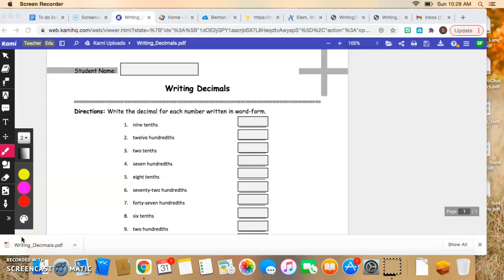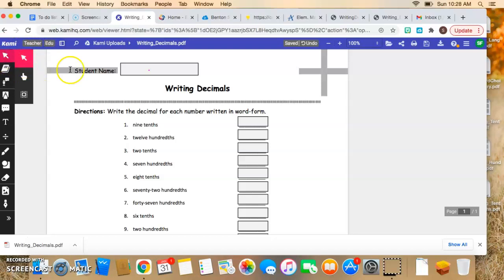Hi boys and girls, so you just got done with the slides for today. So I am going to walk you through this. So let's start off by writing our name. And you just need to use the select tool today because you can write right on the document.